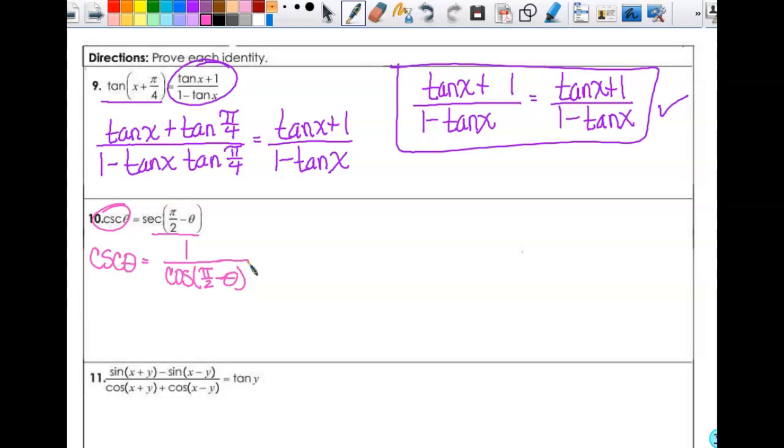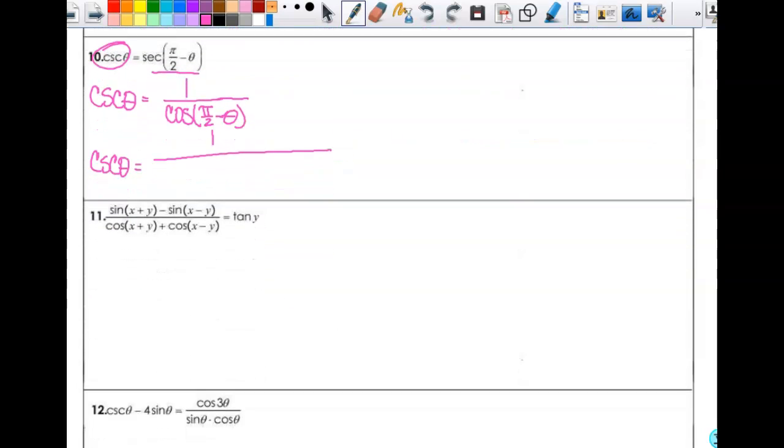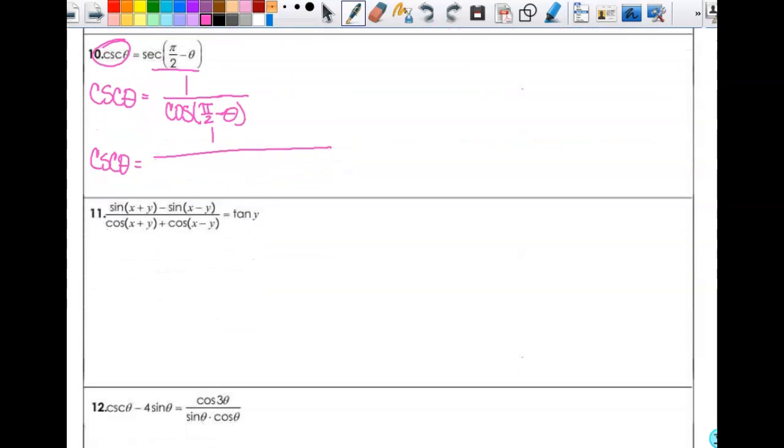Okay. I have a cosine sum of angles thing I can use. So this is going to be cosecant theta equals 1 over, all right, so I find cosine of A minus B. I'm going to rewrite my, all of that is so crooked for some reason, so hang on. I think because I was trying to do it from this side.